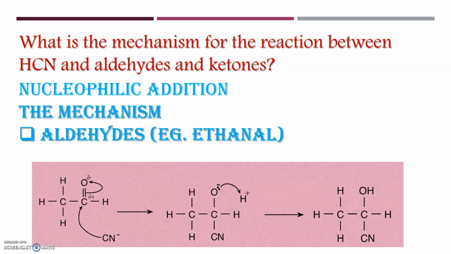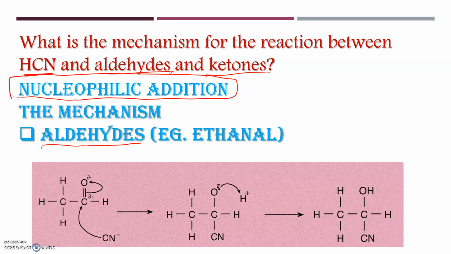Okay, now we have to learn about the mechanism for the reaction between the cyanide, hydrogen cyanide here, and aldehydes and ketones. Okay, so first we will study the reaction with aldehydes, the mechanism of reaction with aldehydes. This reaction is called a nucleophilic addition. Again, let's remember, what do we mean by a nucleophile? A nucleophile is a chemical species that is negative, and they call it a proton acceptor, right?